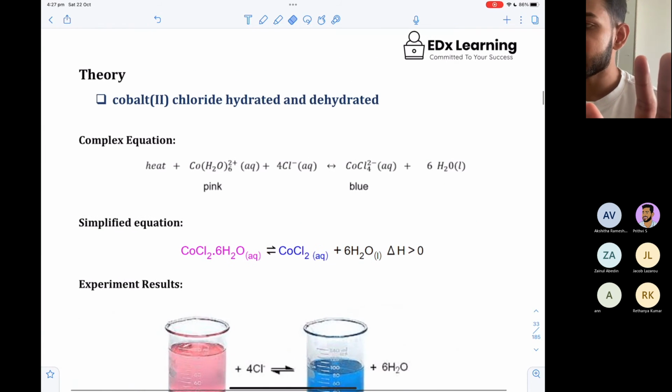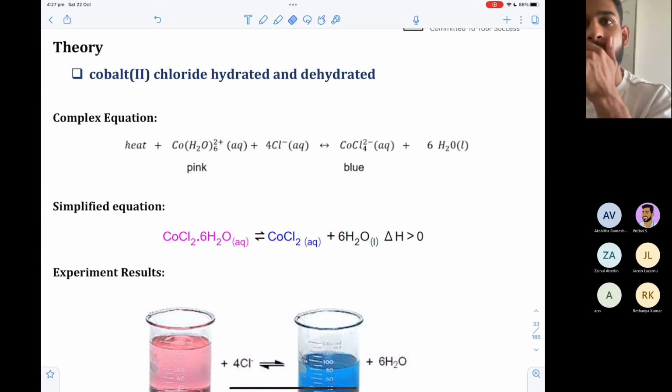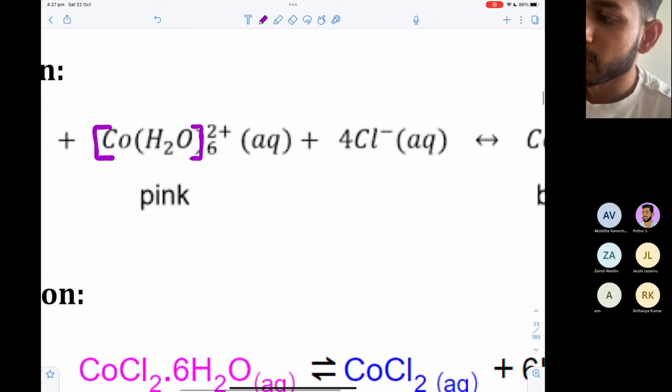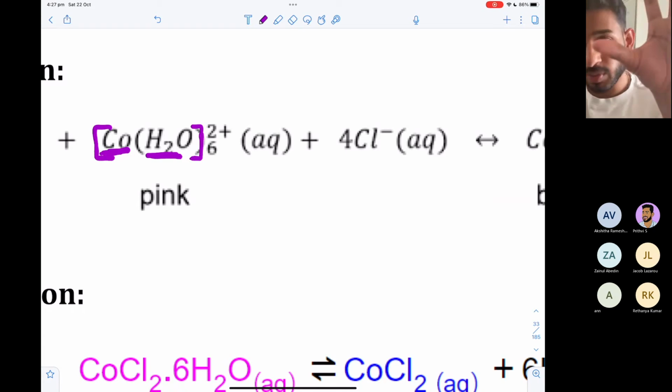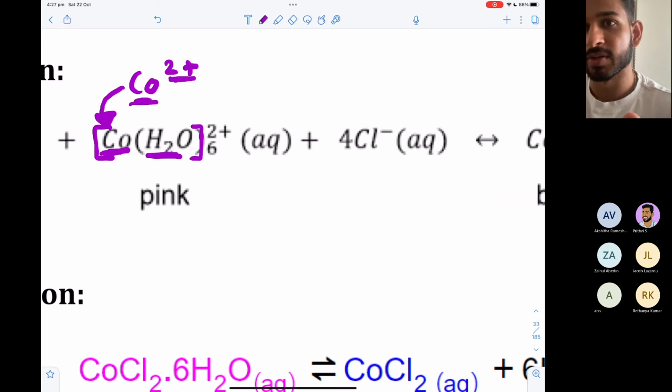Good. So this is the simplified equation, and on top you can see the complex equation. Now, a bit of an additional point. Does anyone know what we call this when we represent a metal that's bonded to water, has these square brackets, and has charges and numbers and all this weird stuff? Essentially, what you're seeing up there is just cobalt, right? It's the same thing. It's cobalt bonded to 2+. This is just a more detailed explanation of exactly what's happening to cobalt.